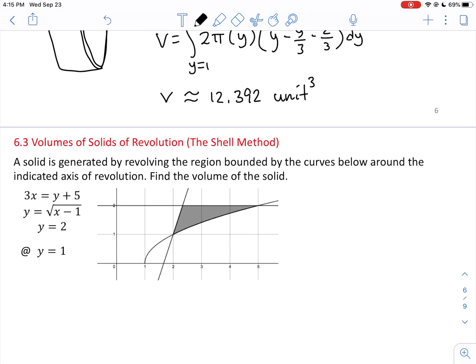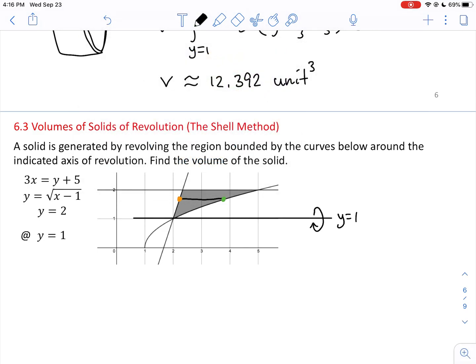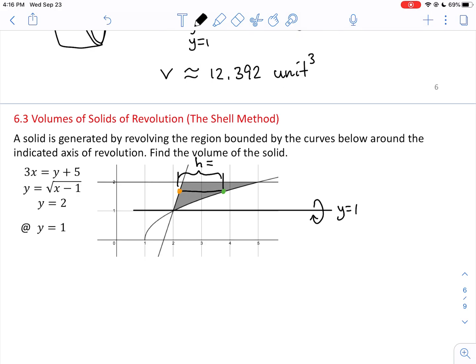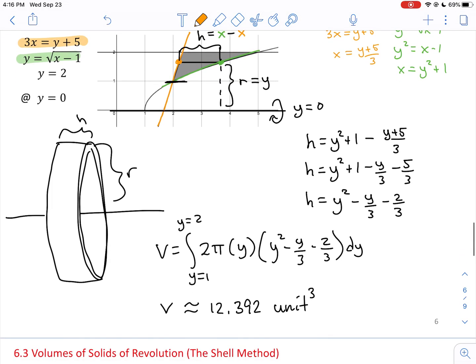Same region, but a new horizontal line. This time we're revolving around the line y equals 1. We're still going to do horizontal strips. The h is going to be the same thing as it was before, so no difference to the h, because it's still how far apart are the orange and green points. That's still going to be the green x-coordinate minus the orange x-coordinate. Right? It's the same thing that we did up here. And we're going to calculate h the same way, so we're going to get that same result.